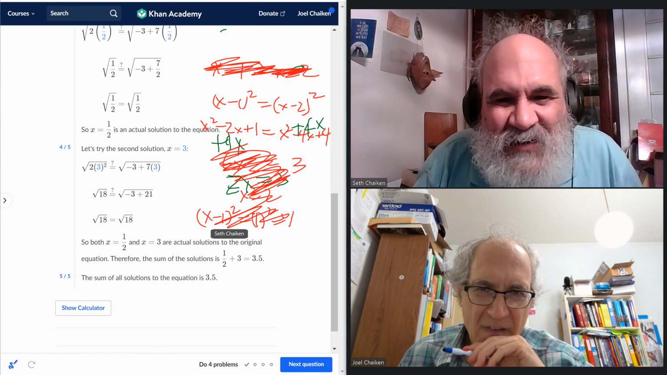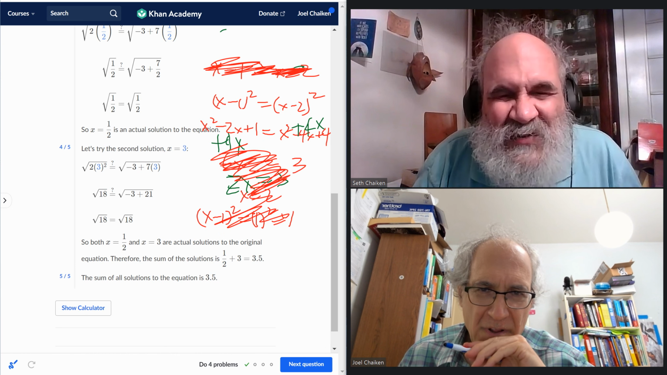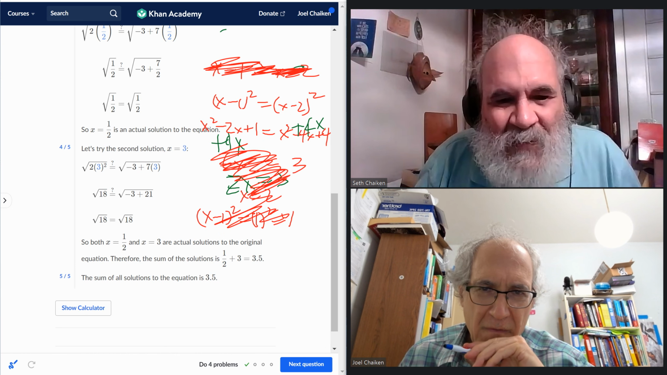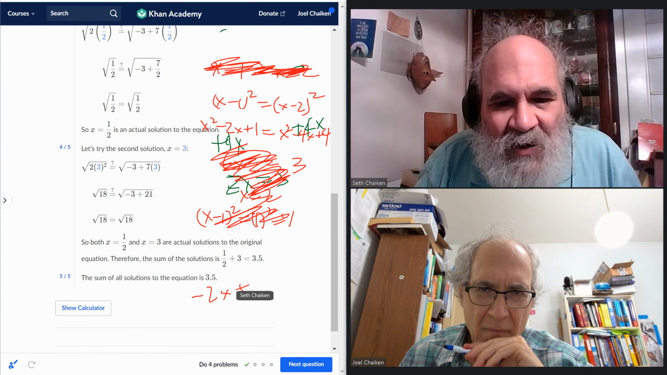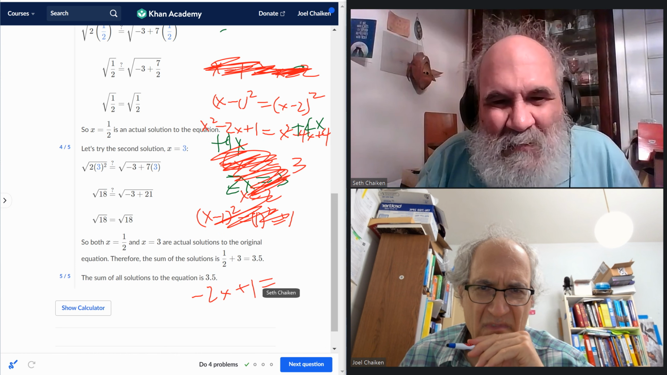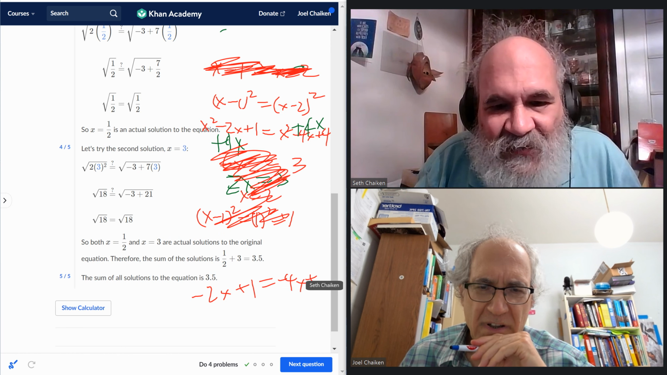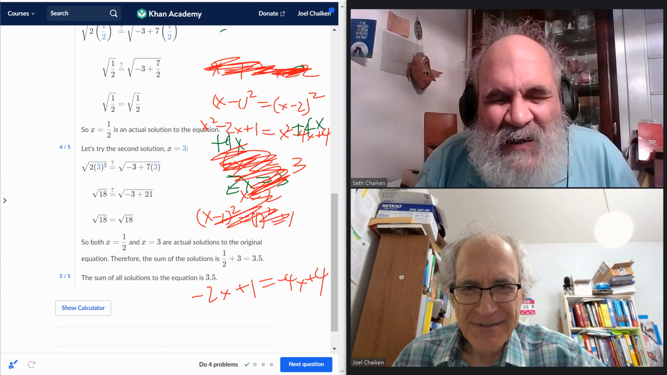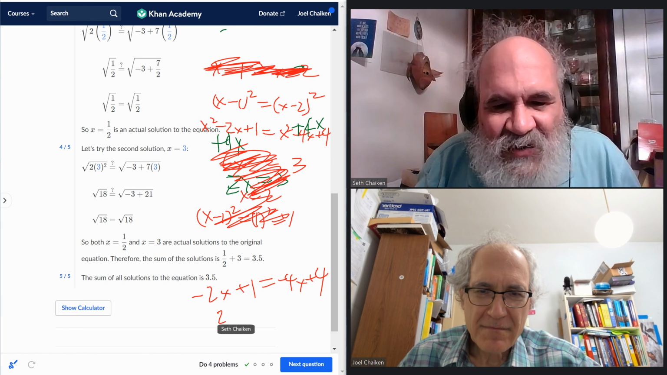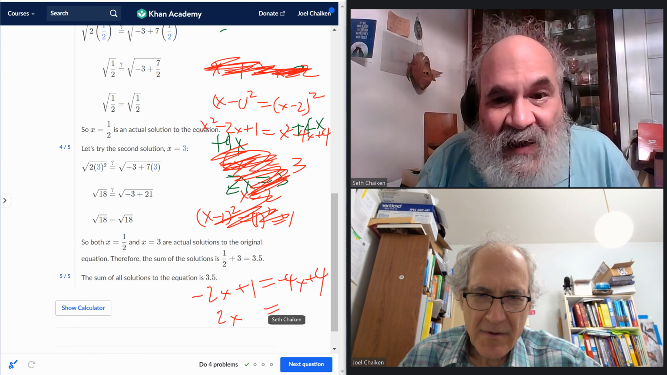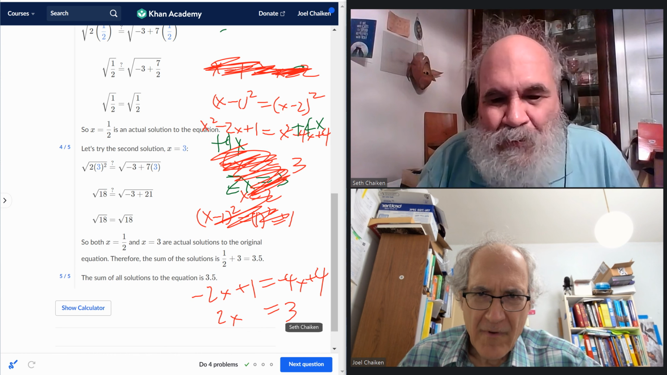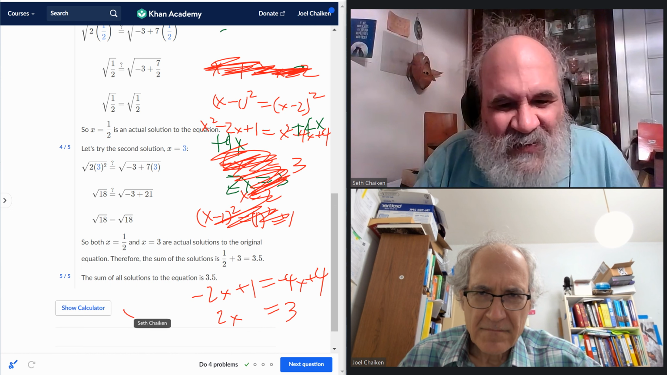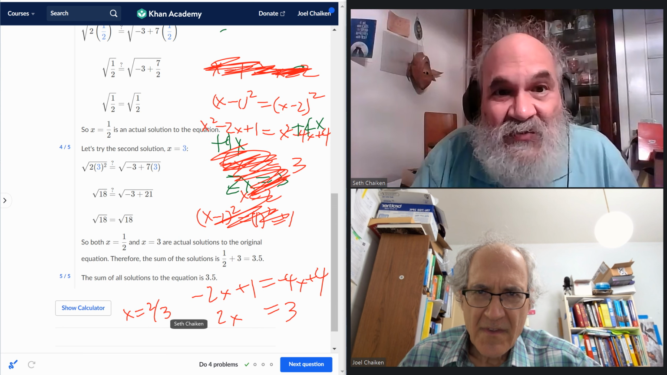So there's our side, minus 4x plus 4. Now let's simplify it. Get rid of the x squared. So we get minus 2x plus 1 equals minus 4x plus 4. Now I'm going to add 4x to both sides, so I get 2x, and subtract 1 from both sides. 2x equals 3. So that has a solution of x equals 3 over 2.